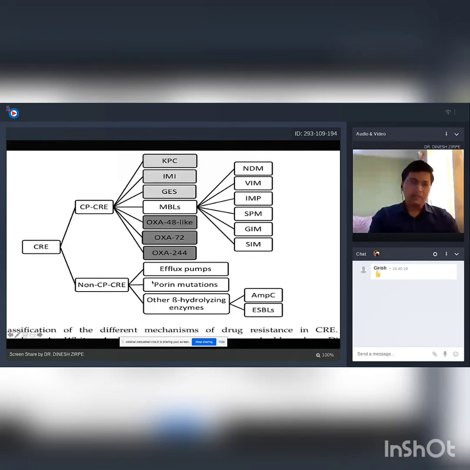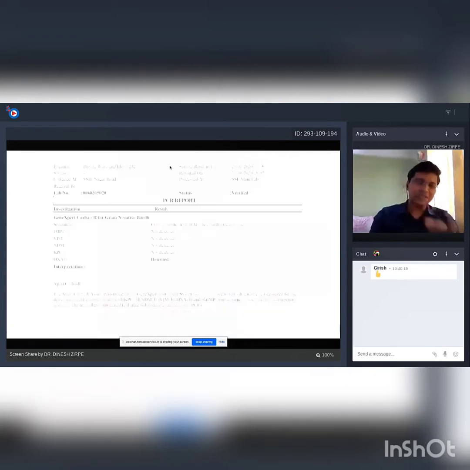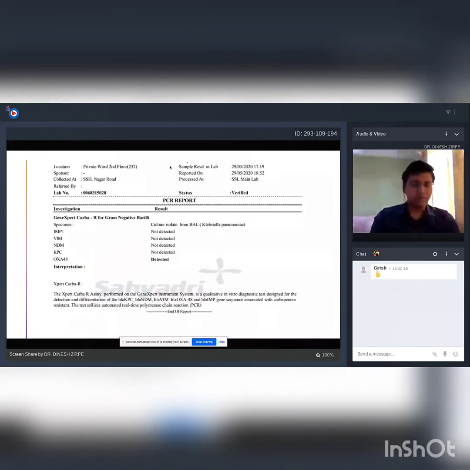According to this, there are different classes of carbapenemase producing CRE, with different mutations and different mechanisms. This is KPC, the most common. Why is it important? I'll first tell you why. This is one of our patient's reports. She had Klebsiella pneumoniae in her bowel. The culture isolate from the bowel showed Klebsiella pneumoniae which was resistant to everything except colistin.